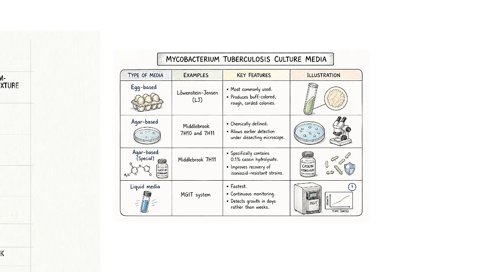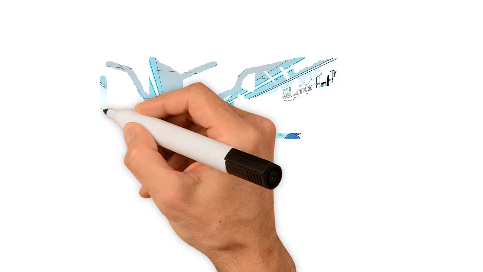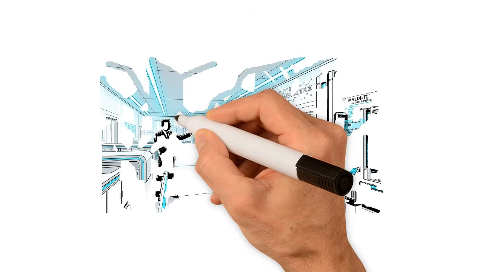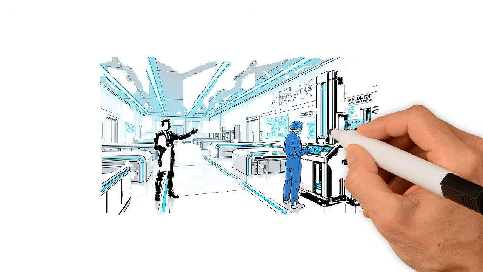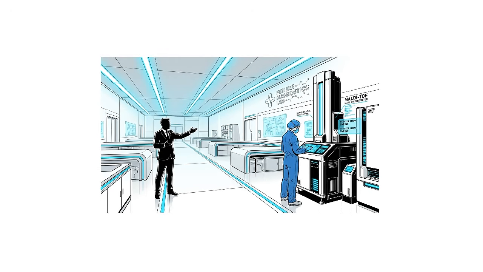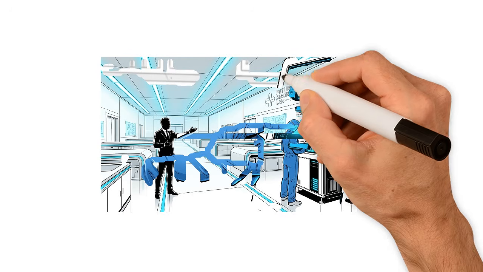For colony appearance, tuberculosis produces rough, buff-colored, non-pigmented colonies, sometimes showing the classic cord formation pattern. Because waiting 6 weeks for culture results is literally a death sentence for drug-resistant cases, the field of clinical mycobacteriology is undergoing a technological revolution. We're bypassing the need to grow bacteria entirely.